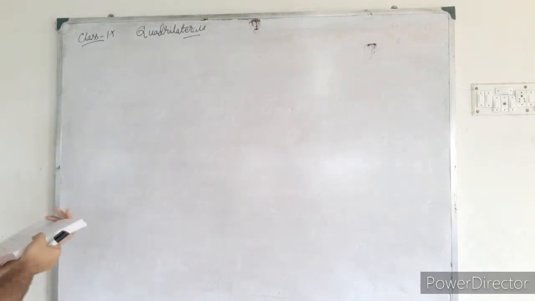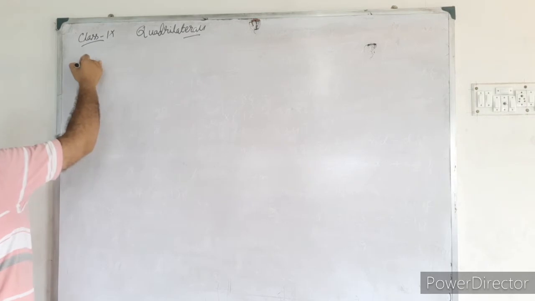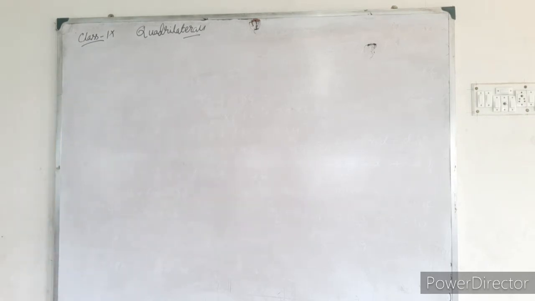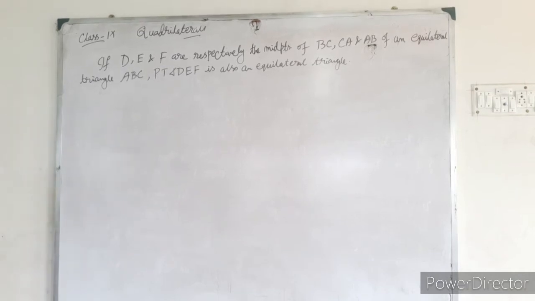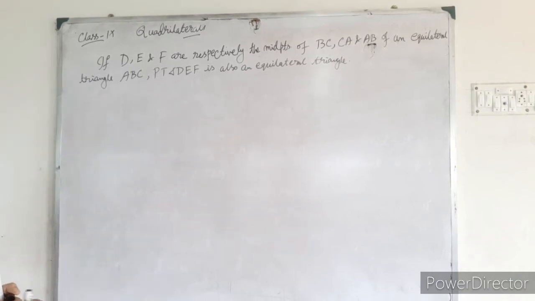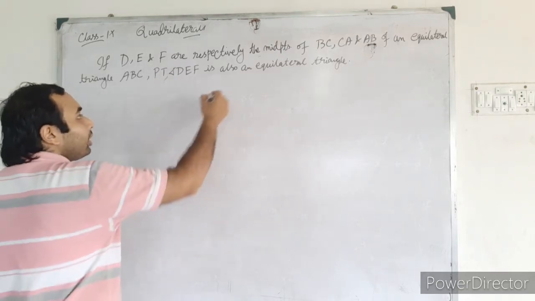So here, the application of the midpoint theorem, the first one I want to do. Students, this is our first example on the application of the midpoint theorem. If D, E and F are respectively the midpoints of BC, CA and AB of an equilateral triangle ABC, prove that triangle DEF is also an equilateral triangle.